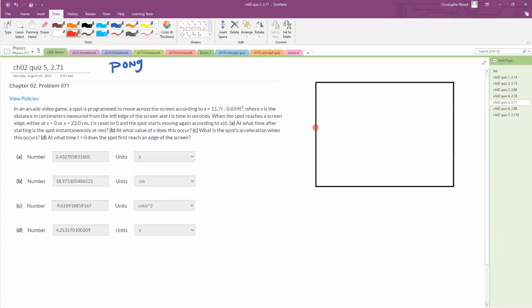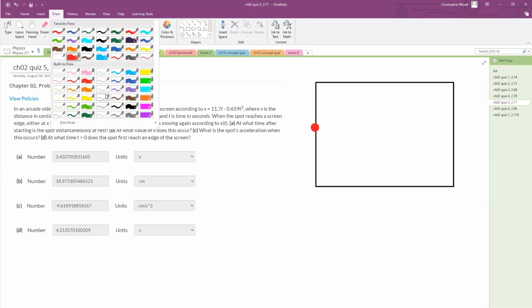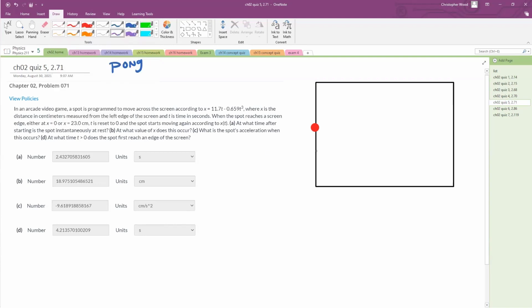So here's my video screen. Here's my spot. It says in this video game, a spot is programmed to move across the screen according to a special function. You program this as a video game. Video game programmers, not all of them, but a large percentage, are very proficient with physics. And when you think about it, you kind of have to be, to model motion and forces and repulsion and do all sorts of radiosity algorithms for photorealistic rendering.